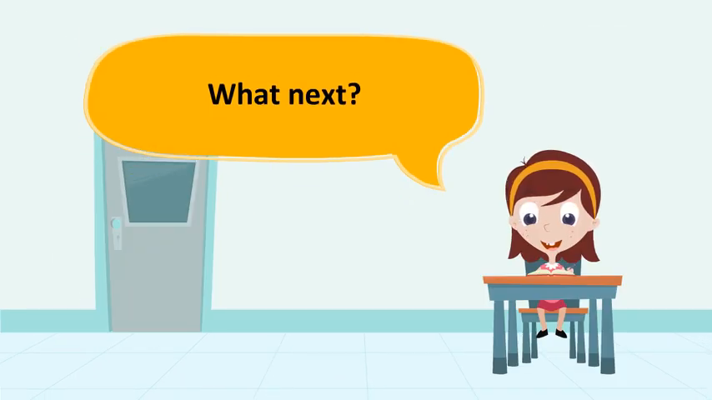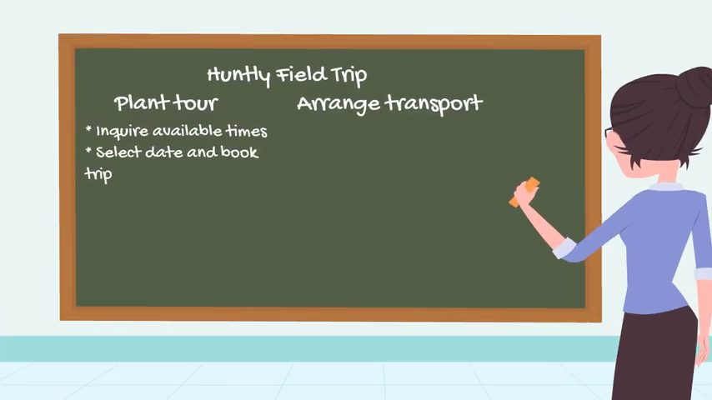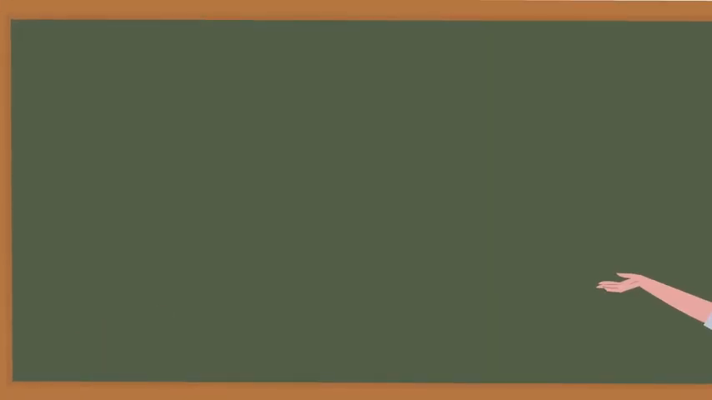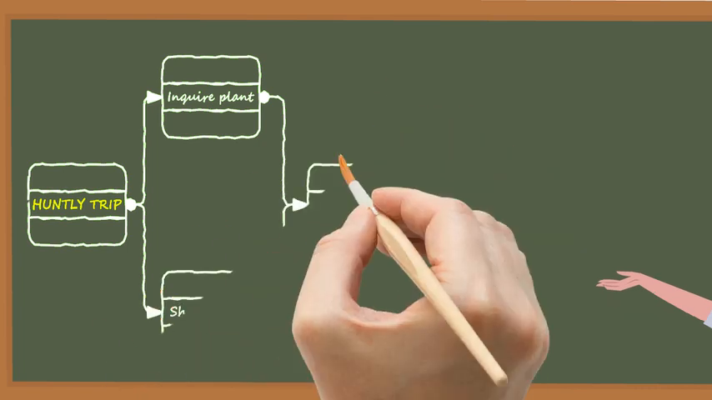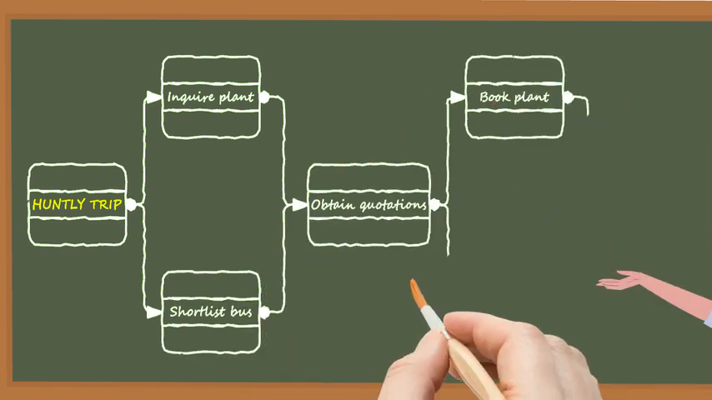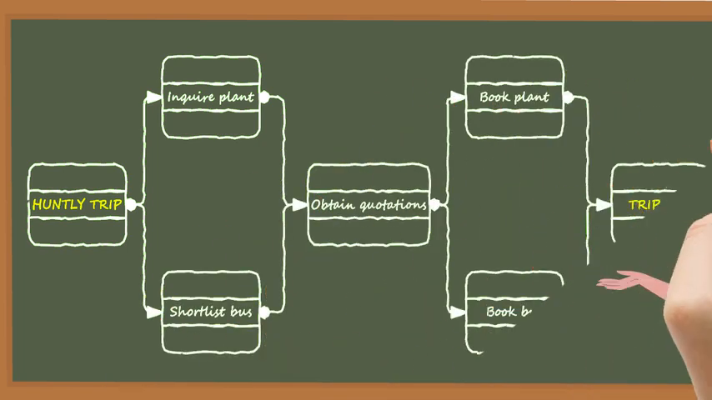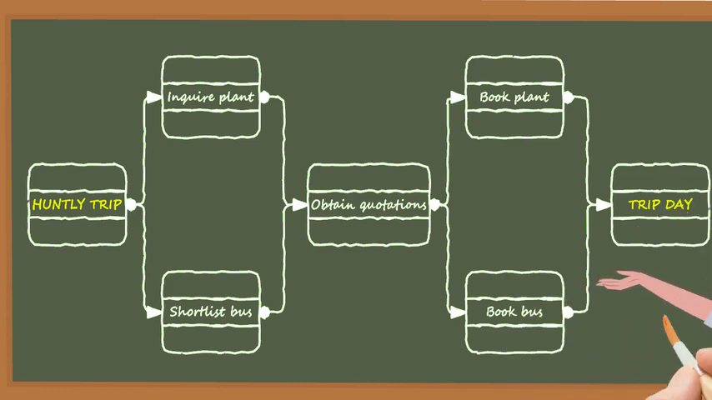What next? Next is sequencing. I knew I could inquire about plant availability and shortlist transport providers at the same time. After I had possible dates, I could ask for bus quotations, select a trip date, and book the bus.